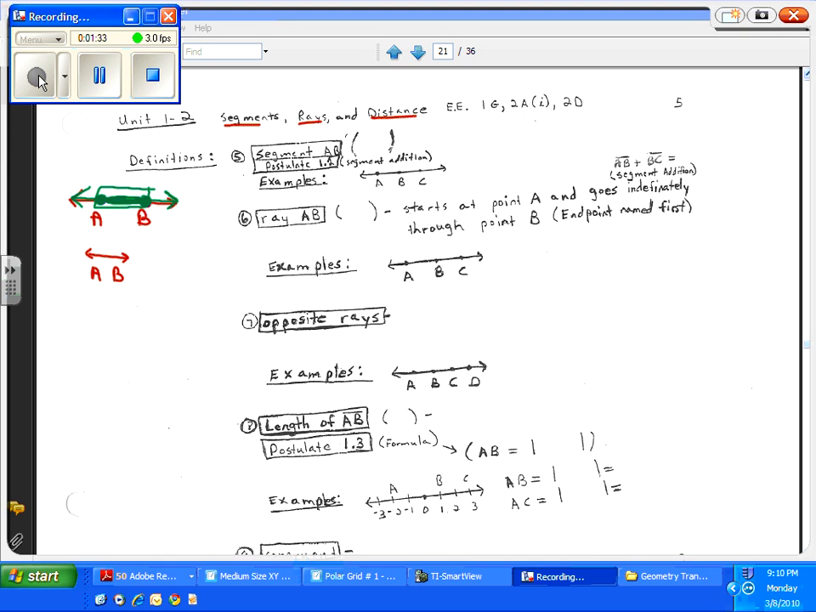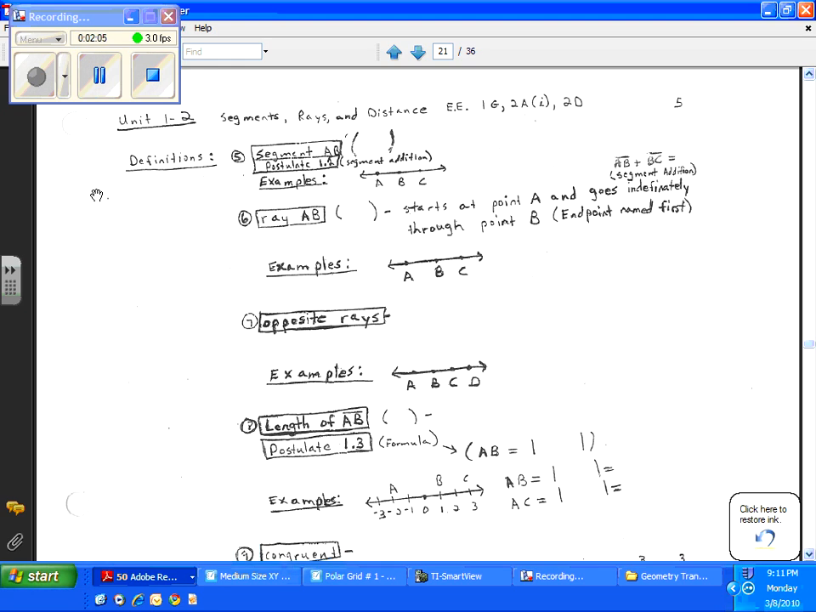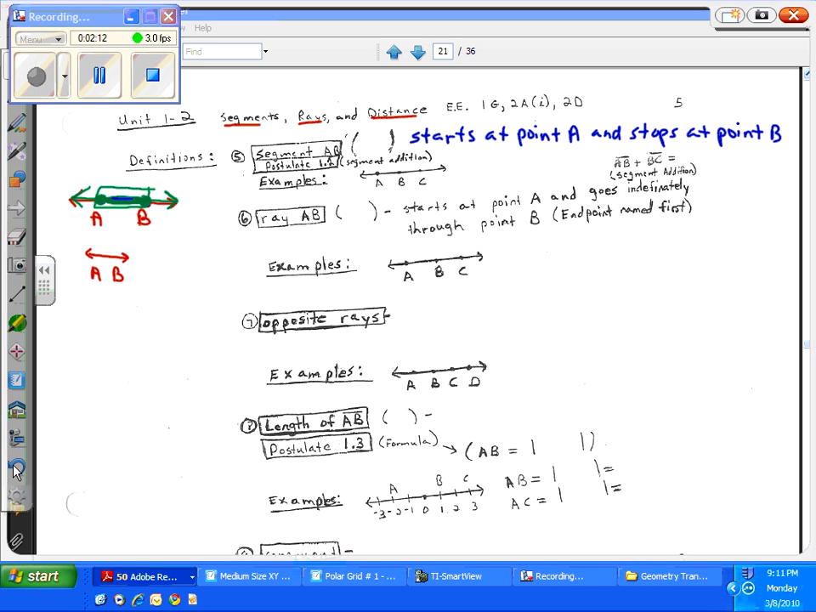Now, it suffices for me to say that it starts at point A and stops at point B. Sometimes on a segment we put little dots to represent the endpoints. Starts at point A, stops at point B.